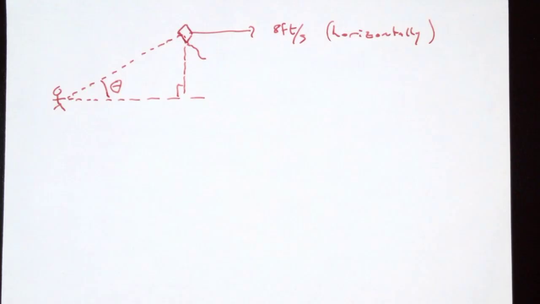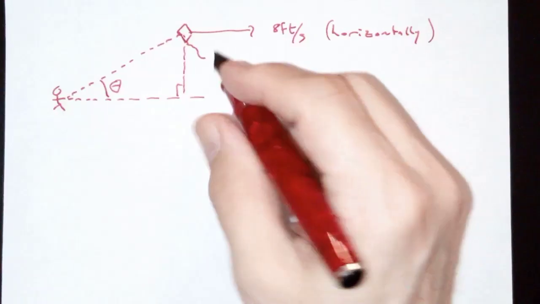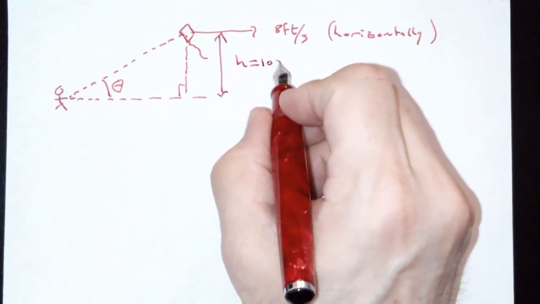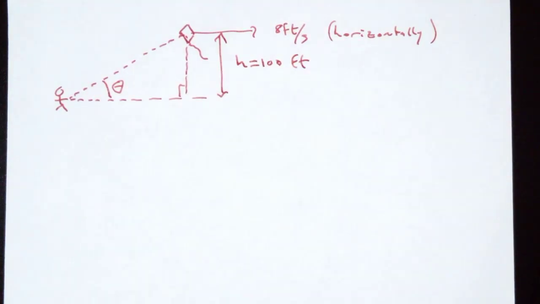What other information was I told about this kite? 100 feet off the ground. Okay. Height of 100 feet. I suppose if I really want to be technical about it, I put the rope on the ground and I'm standing on it with my foot as opposed to holding it in my hand 5 feet up.